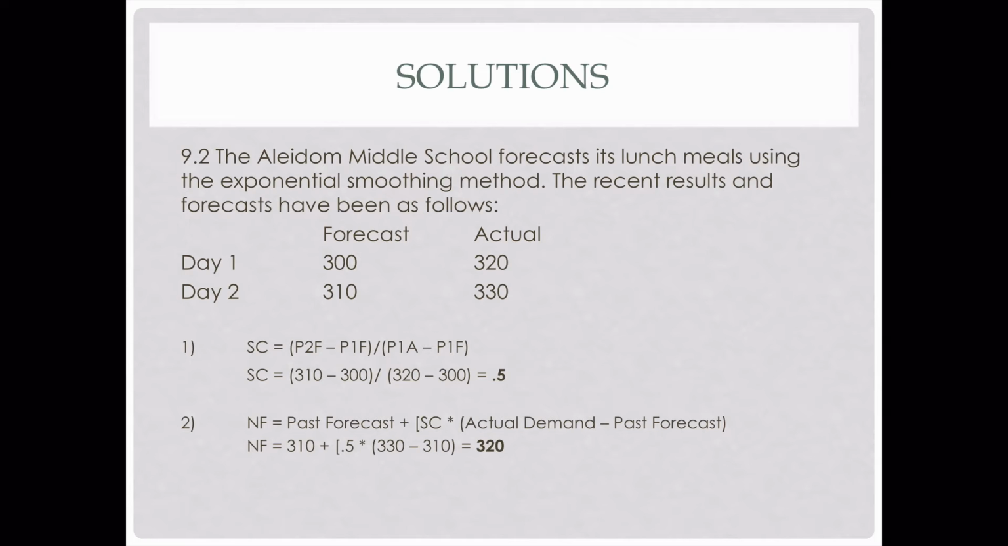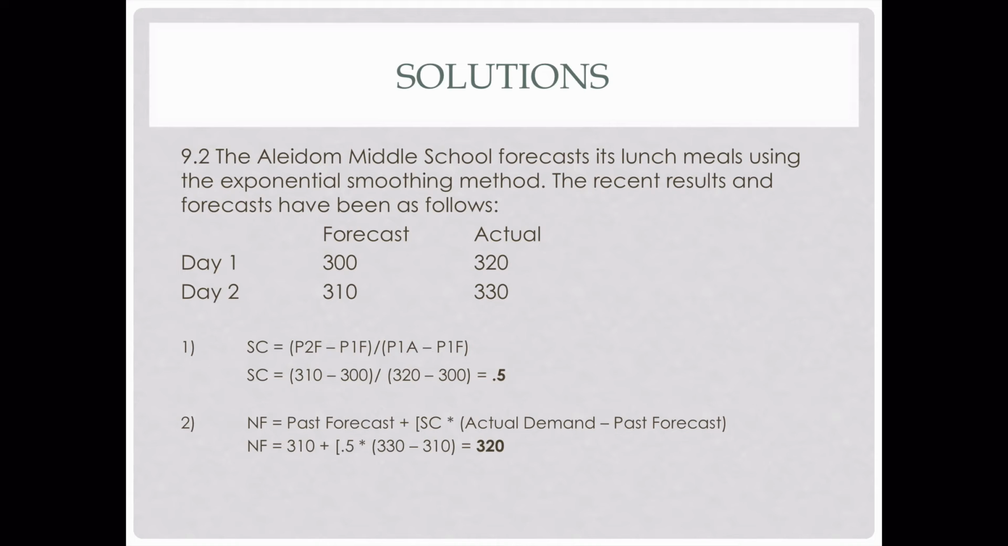So the first thing you do is you calculate your numerator, which is 310 minus 300, so it's 10, divided by 320 minus 300, so it's 10 divided by 20, which gives you 0.5. Then you plug it in, and again, make sure you're doing your calculations correctly. You take your 330 minus your 310, you get 20. You multiply that by 0.5, and you get 10. Then you add that to the 310 and you get 320.